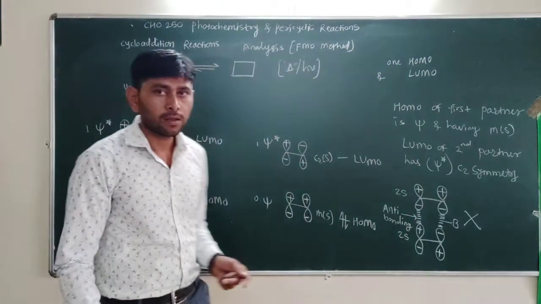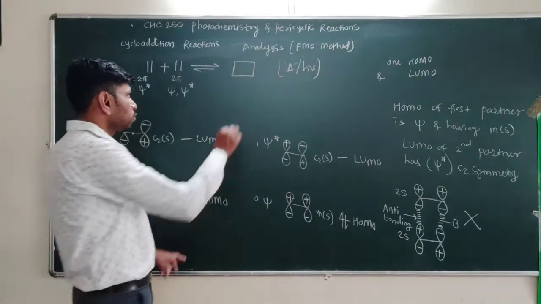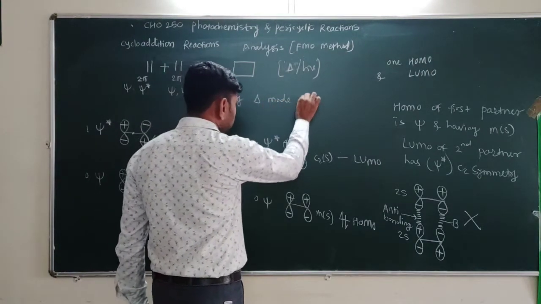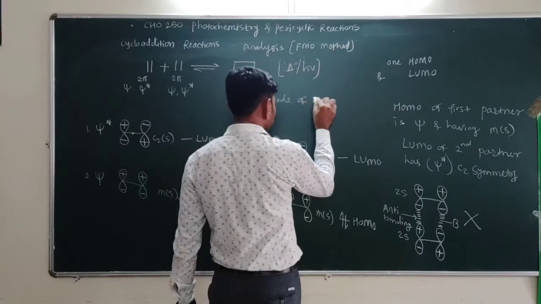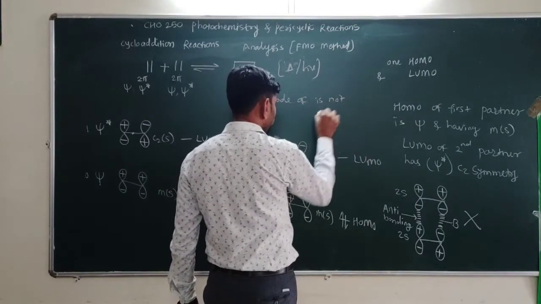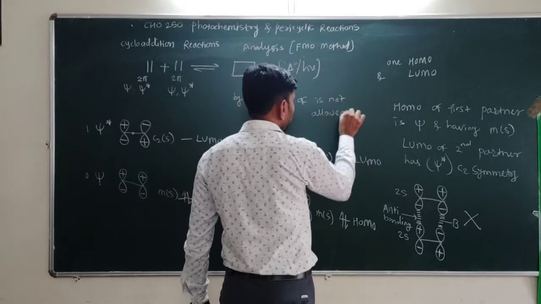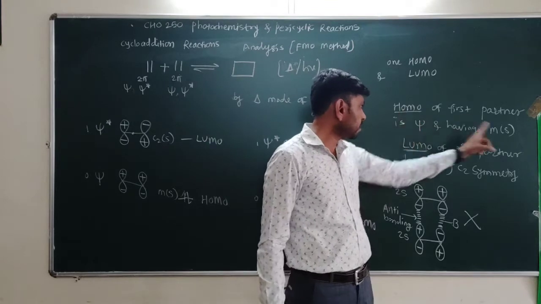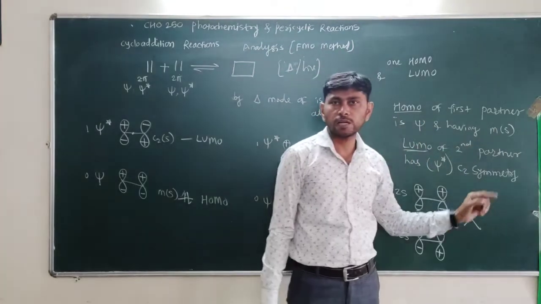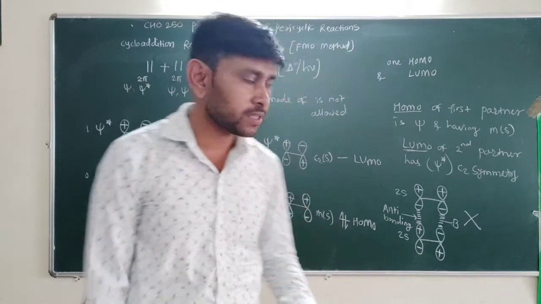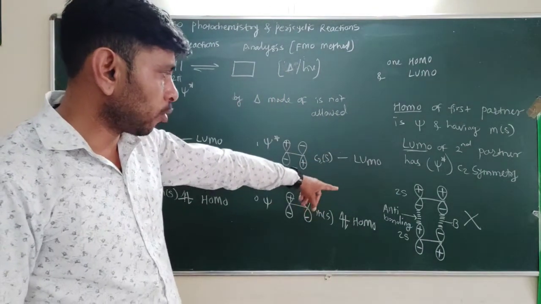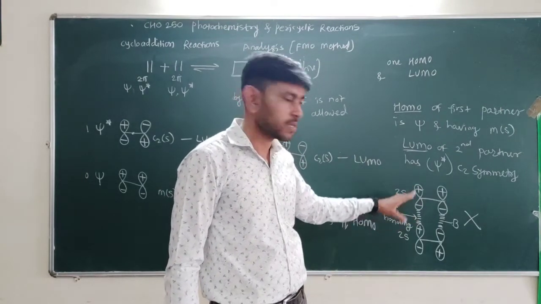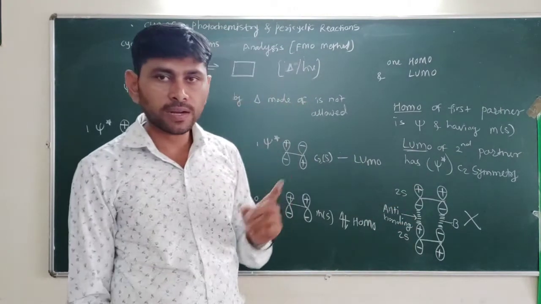It is a symmetry forbidden reaction by the thermal mode of activation. So by the thermal mode of activation, this reaction is not allowed. The 2 plus 2 cycloaddition reaction is not allowed. The reason behind that is that the HOMO and LUMO have different symmetries. The HOMO has EM symmetry, the LUMO has C2 symmetry. So different symmetries are there, and due to different symmetries, the bonding overlap doesn't occur here. When anti-bonding overlap occurs, that means this reaction is a symmetry forbidden reaction.